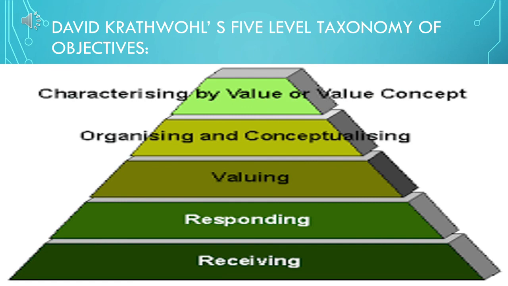David Krathwohl, 1972, proposed a five-level taxonomy of objectives. So these are the following. First is receiving, second is responding, third is valuing, fourth is organizing, and lastly, characterizing by value.